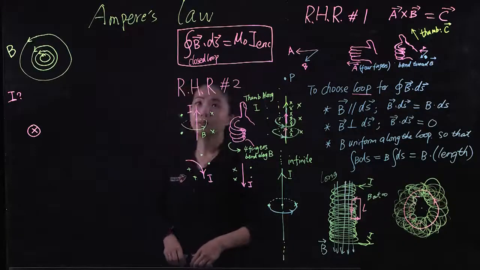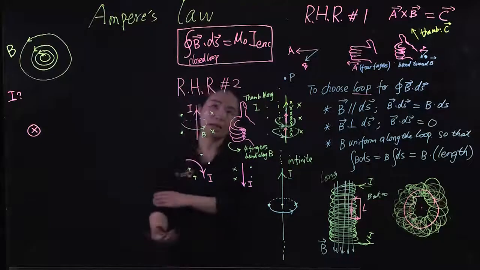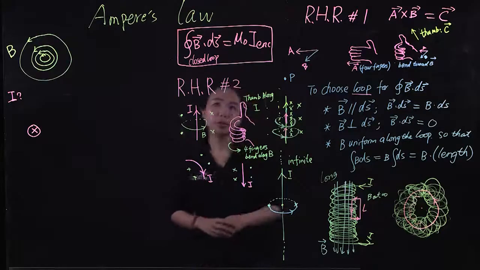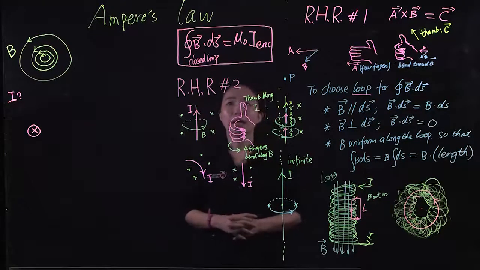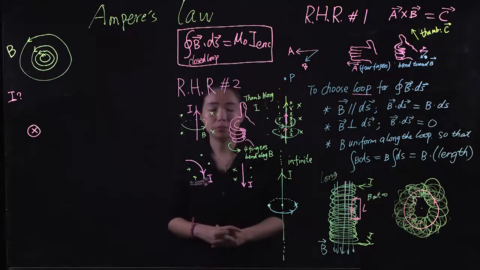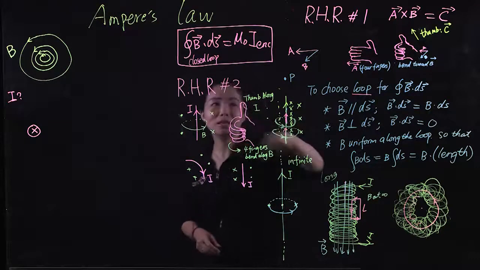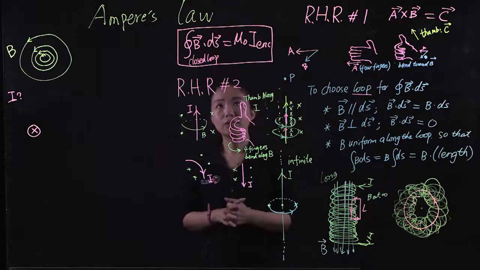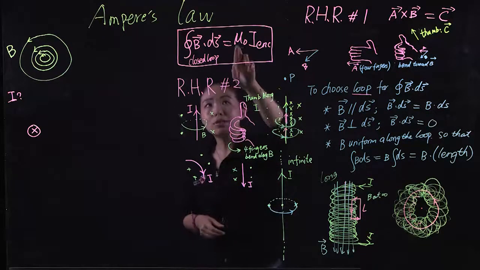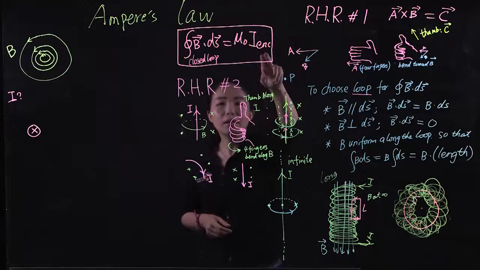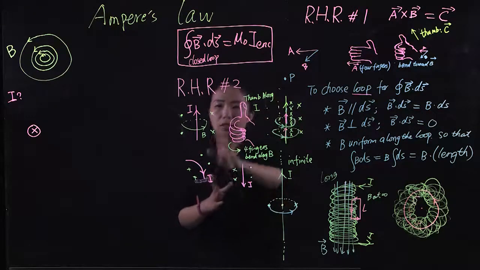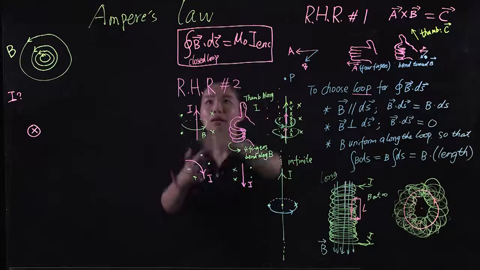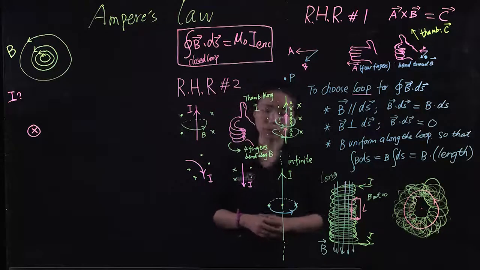Now let's talk about Ampere's law. Ampere's law says that when you have a current generating a B field, and you choose a closed loop and do the path integral of B dot ds along that closed loop, the integration value is going to be equal to a constant, mu0, multiplied by the amount of current penetrating the surface that is bounded by your closed loop.